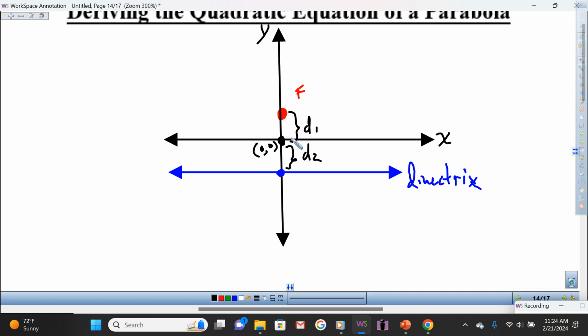And for the sake of knowing where we're at, this point right here, check this out, I'm going to label this one 0 and P for the first point that I placed. The last point down here that I placed, if this one is 0, P, what is this one? 0, negative P. That is correct. All right. Are we there so far?